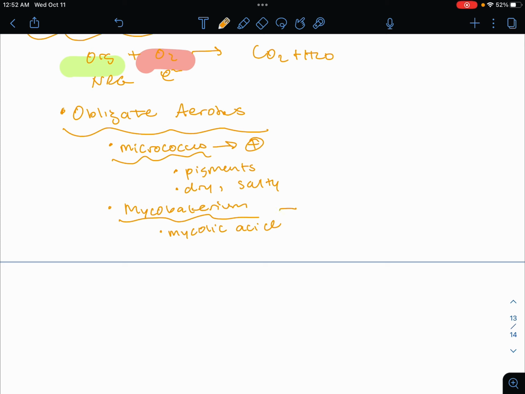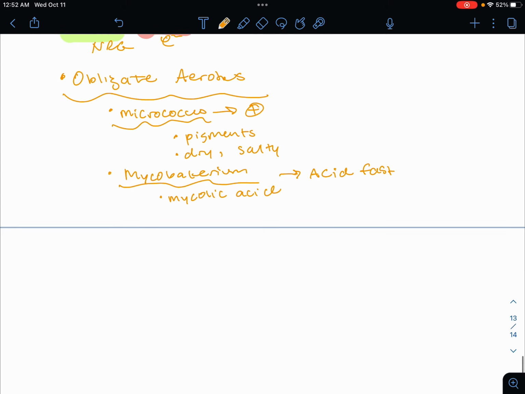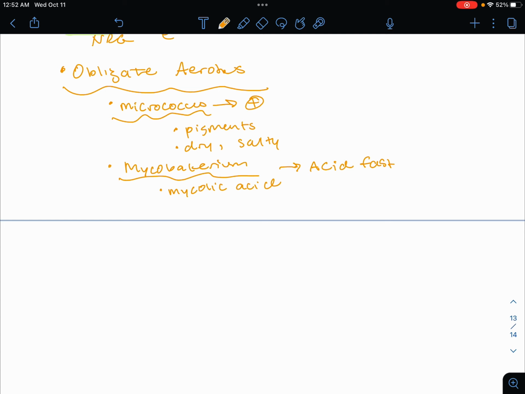And then, of course, these are the acid-fast bacteria for that technique. We have pleomorphic rods of them. Notable pathogens of this genus would be tuberculosis bacteria, as well as the leprosy bacteria. Very dangerous stuff.